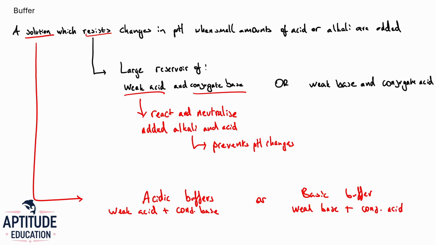An example of an acidic buffer would be ethanoic acid, a weak acid, and its conjugate base ethanoate. An example of a basic buffer would be ammonia, which is a weak base, and its conjugate acid ammonium. So our buffers can therefore be represented by an equation. A typical equation you'll see is HA goes to A minus plus H plus.